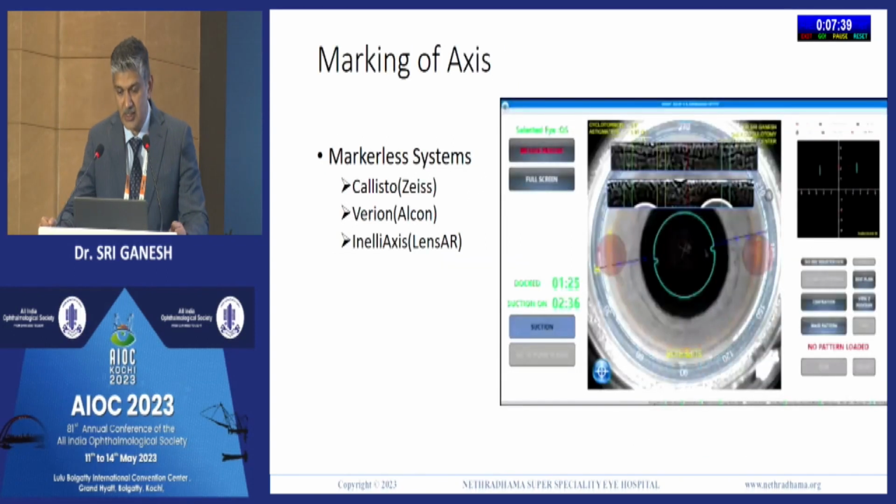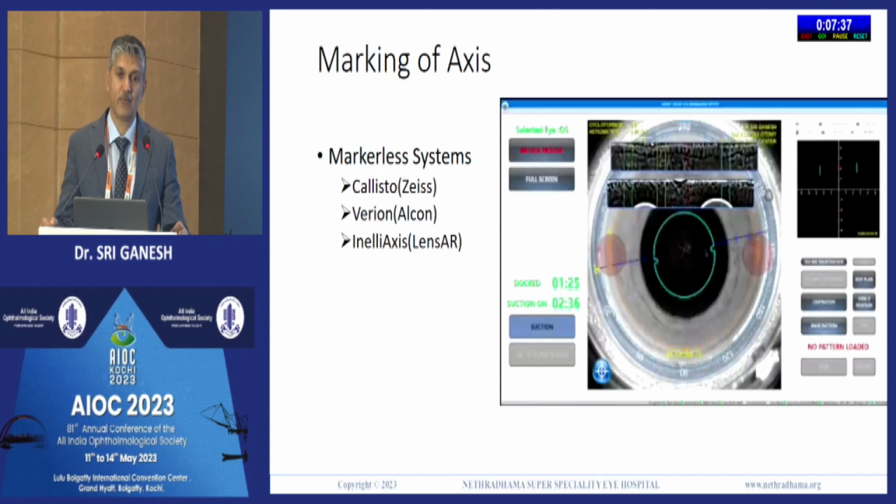Coming to the next problem of marking of the axis, you have various marking systems available today which are quite precise. You can use various devices like gravity markers or bubble markers, or you can even mark on the slit lamp manually. You can mark the 180 degrees axis and then use a Mendez marker for placement of the IOL on the correct axis.